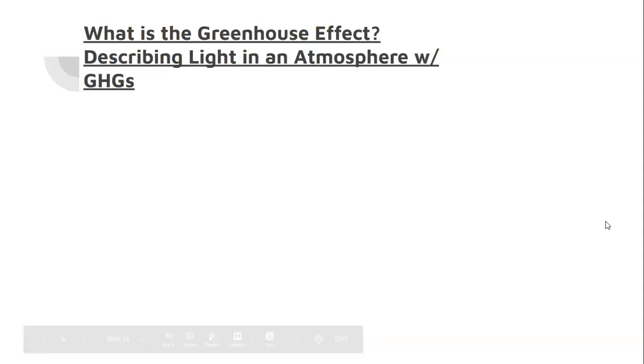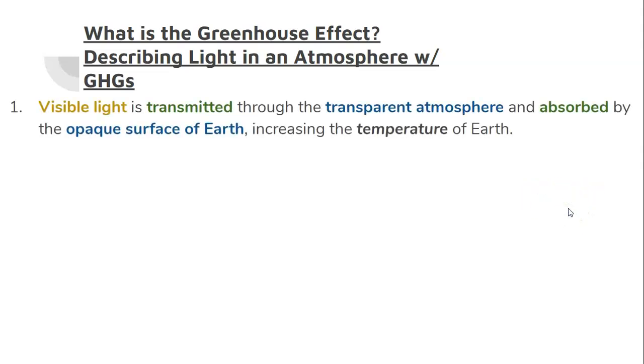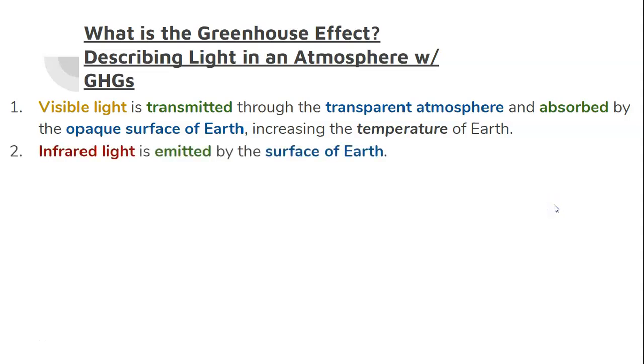And this brings us to our last piece that I would want you to be able to model, which is what is the greenhouse effect? Describing light in an atmosphere with greenhouse gases. So visible light is transmitted through the transparent atmosphere, because whether it's a greenhouse gas or a non-greenhouse gas, it's transparent to visible light, and absorbed by the opaque surface of Earth and that increases the temperature of Earth. So we get energy from the sun. Infrared light is then emitted by the surface of the Earth.